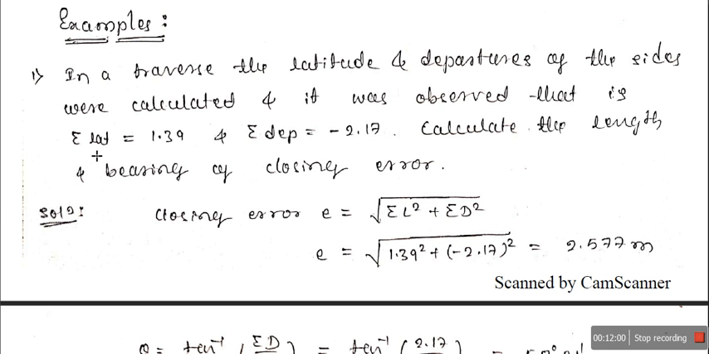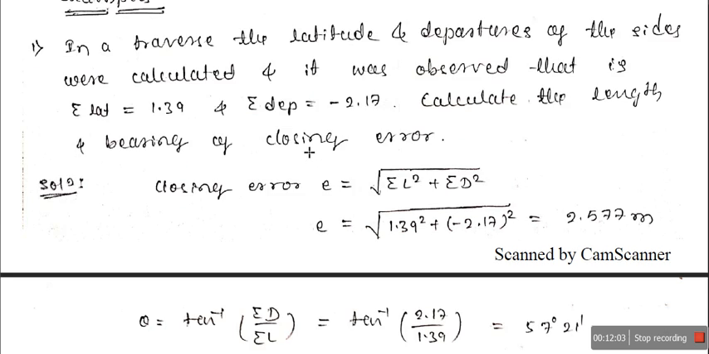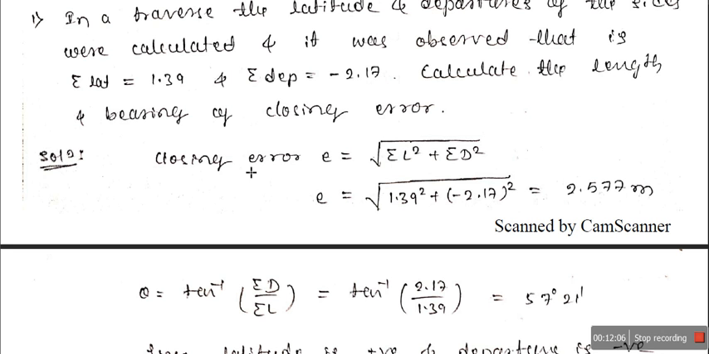Okay, so here ΣL is given and ΣD is given. So for the closing error, what is the formula? The closing error e is equal to the square root of (ΣL squared plus ΣD squared). Putting in the values, that is the square root of 1.39 squared plus (minus 2.17) whole squared. Simplifying this, we get the closing error e equal to 2.577 meters. The unit of the closing error is meter.